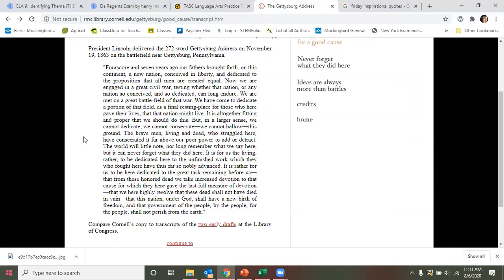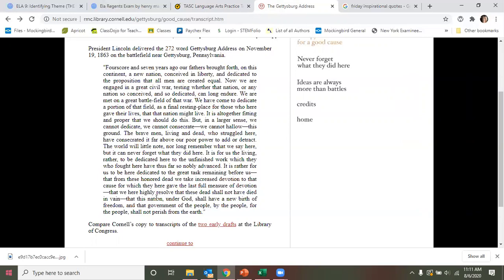The world little note nor long remember what we say here, but it can never forget what they did here. It is for us, the living, rather, to be dedicated here to the unfinished work which they who fought here have thus far so nobly advanced. It is rather for us to be here dedicated to the great task remaining before us, that from these honored dead we take increased devotion to that cause for which they gave the last full measure of devotion.